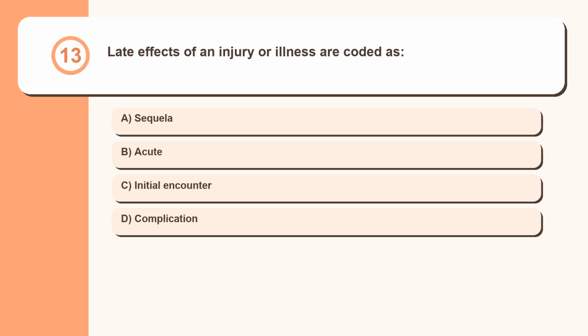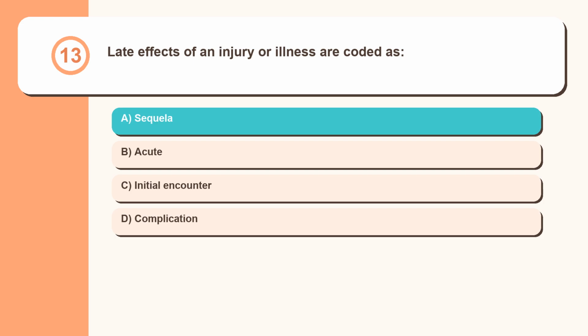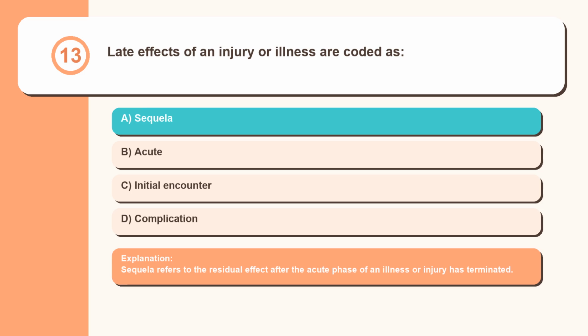Question 13. Late effects of an injury or illness are coded as sequela, acute, initial encounter, complication. Sequela refers to the residual effect after the acute phase of an illness or injury has terminated.